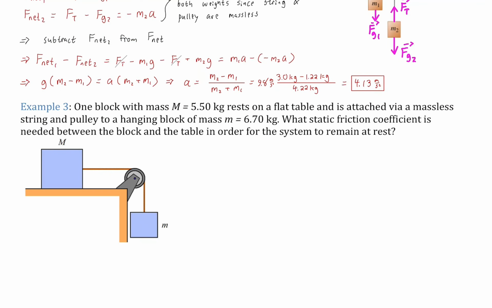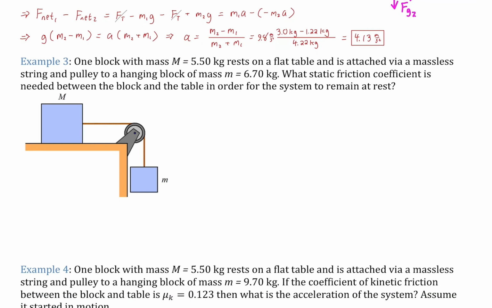All right, so example 3. Now we're on to a different type of problem. These are ones that aren't 1D, they're 2D, but they're at right angles, so they're still relatively simple. One block with mass 5.5 kilograms rests on a flat table and is attached via a massless string and pulley to a hanging block of m equals 6.7. So big idea, same idea, big M and little m in terms of notation. What static friction coefficient is needed between the block and the table in order for the system to remain at rest?